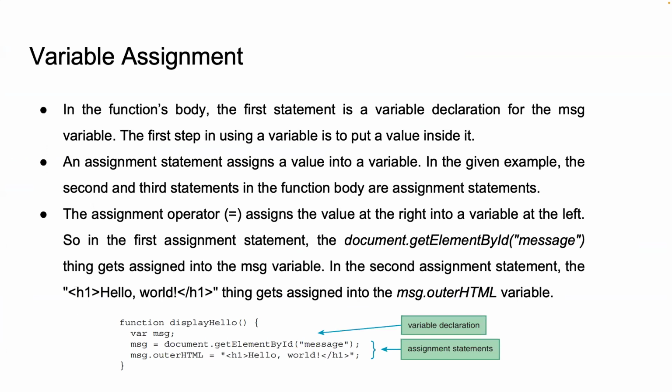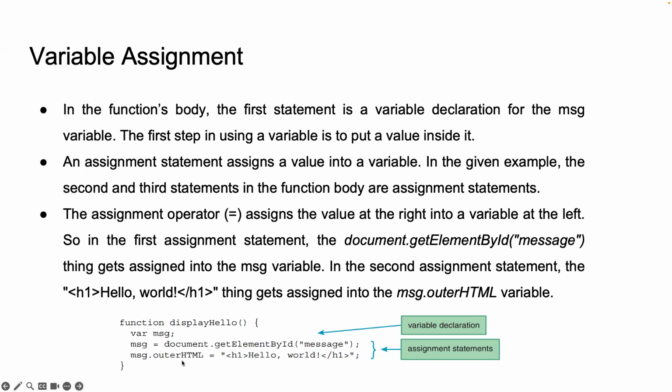So, variable assignment. In the function's body, the first statement is a variable declaration for the message variable. The first step in using a variable is to put a value inside it. An assignment statement assigns a value to a variable. In the given example, the second and third statements in the function body are assignment statements. So here they have declared a variable message, but they did not assign anything to this variable. That means they did not store any information in this variable. But in the second line, message equals document.getElementById message, here they are actually assigning values to this variable. These are assignment statements.